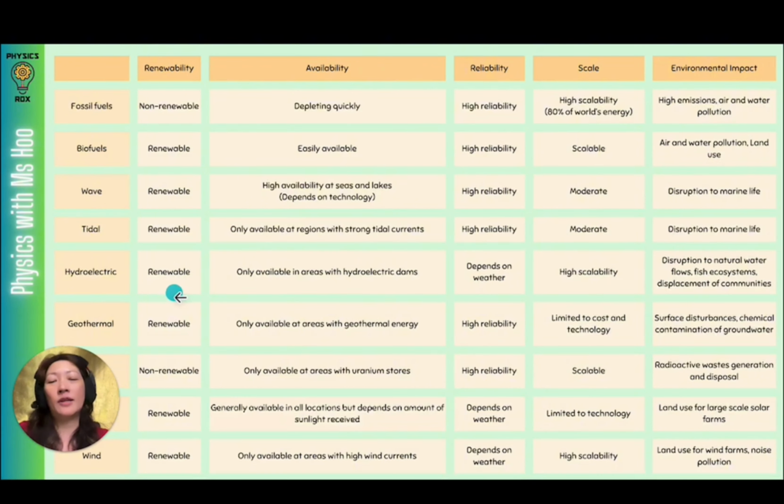Hydroelectric energy is renewable, but they're only available in areas with hydroelectric dams. Hydroelectric energy does depend on the weather. For example, it does depend whether there's any rain so that there's enough water in a water catchment for the hydroelectric dam to be able to release to generate the electrical energy. They're highly scalable, but they can cause disruption to natural water flows, fish ecosystems, and can cause displacement of communities.